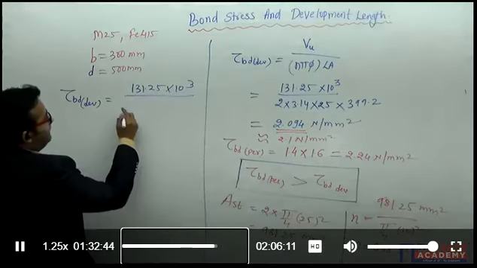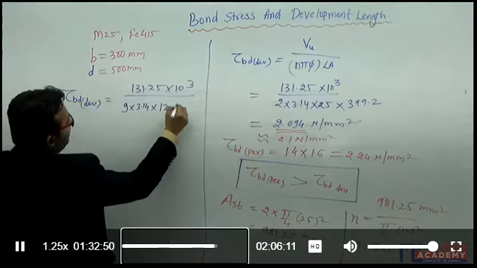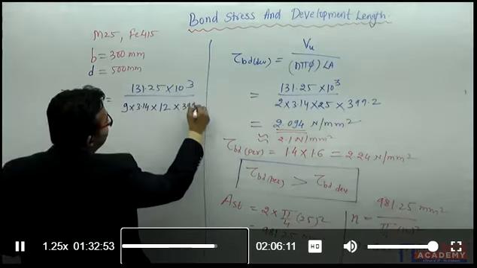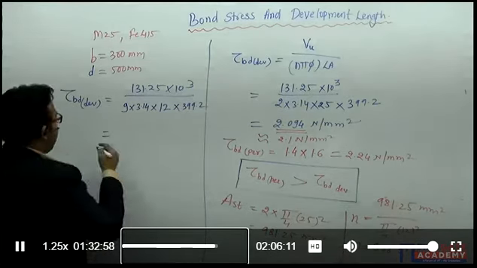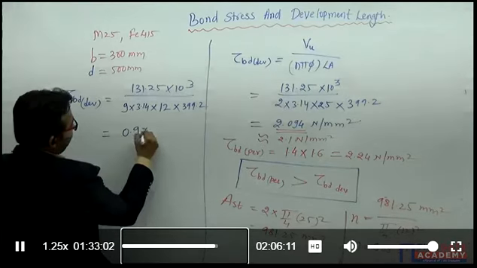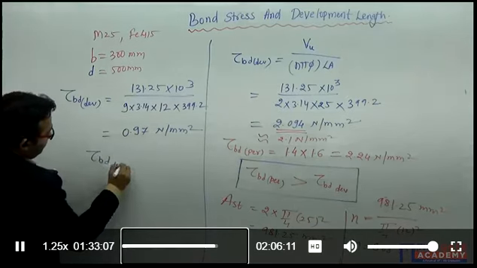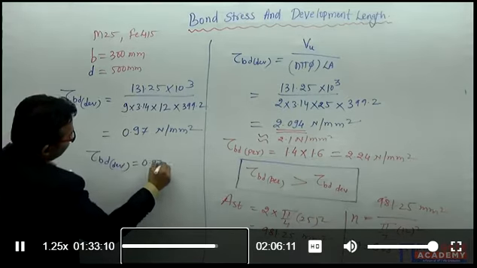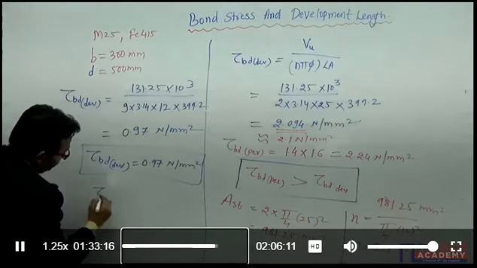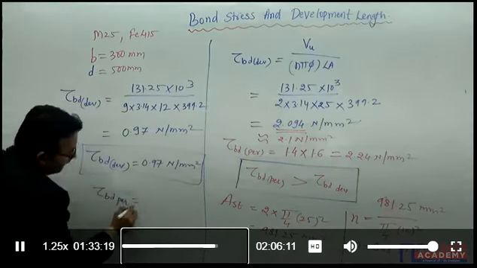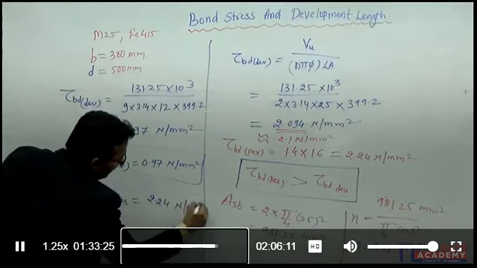So here n pi phi squared means n is 9, pi is 3.14, phi is 12, and the lever arm I have calculated, that is 399.2. Let's calculate tau BD develop. This time I am getting 0.97 Newton per mm square. So your tau BD develop here is 0.97 Newton per mm square, and the tau BD permissible I have is equal to 2.24 Newton per mm square.